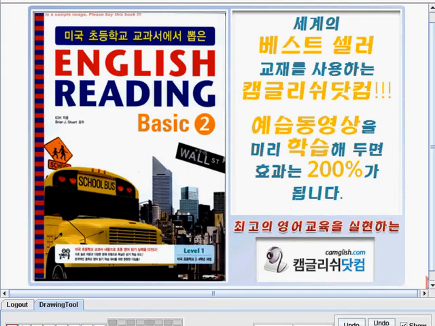Today we are going to study this book, English Reading Basic 2. This book contains articles and activities that would tickle your interest to study English. Let's begin.